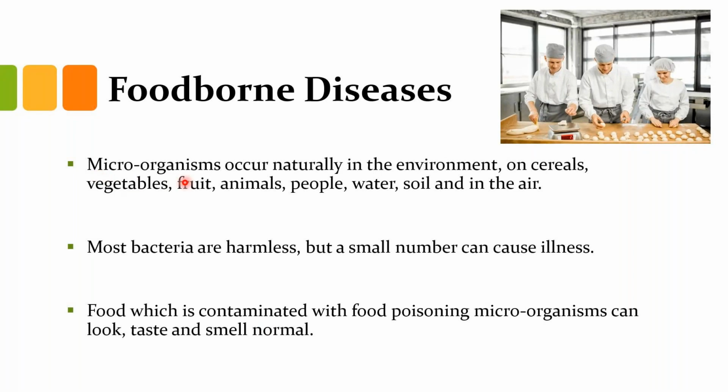Microorganisms occur naturally in the environment, in cereal or vegetables, fruit, animals, people, water, soil, even in air. Most bacteria are harmless, but a small number can cause illness. Food which is contaminated with food poisoning microorganisms can look, taste, and smell normal. We cannot detect the infected food or food poisoning disease in the food itself.